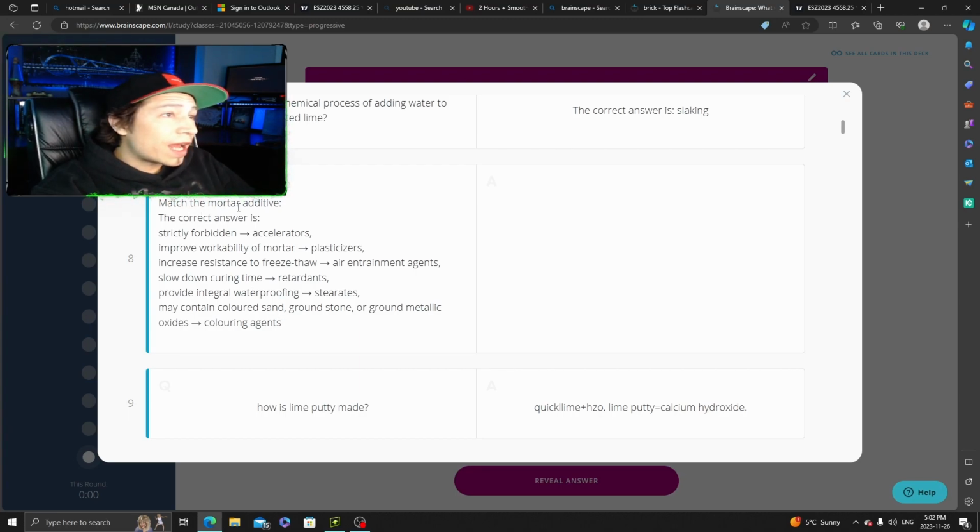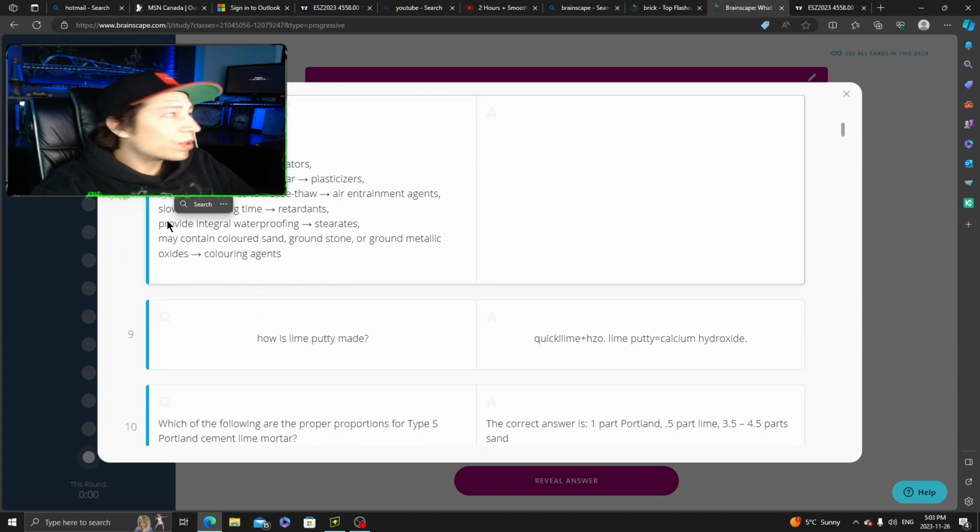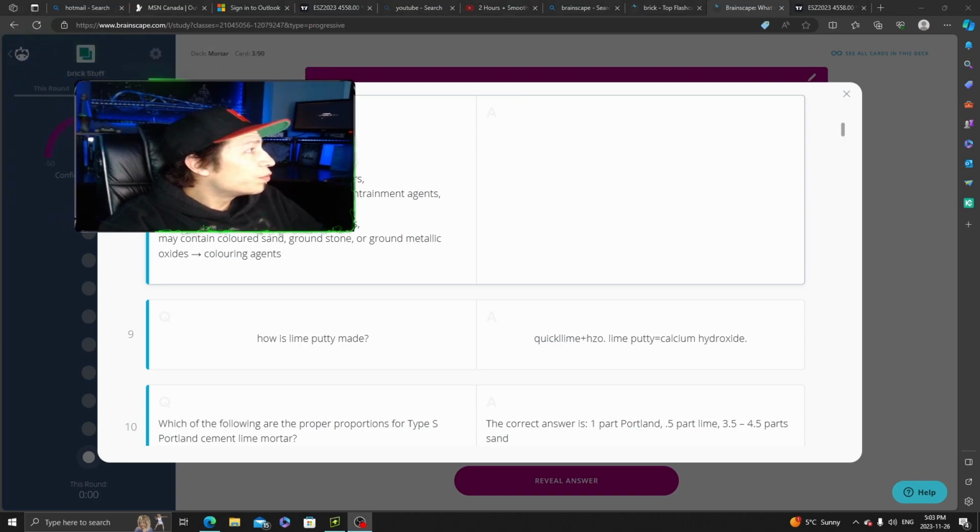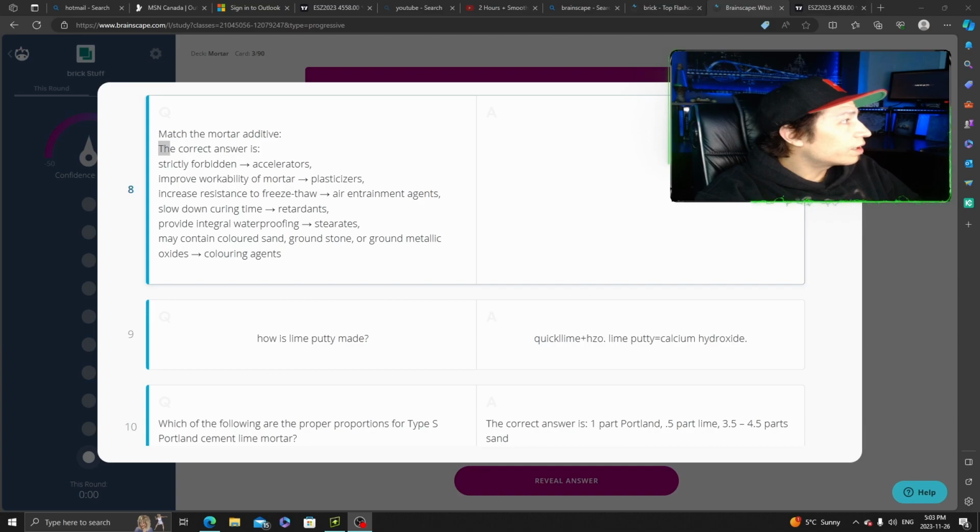Match the mortar additives. Strictly forbidden: accelerators. Improve workability of mortar: plasticizers. This isn't making any sense if you're... Well, actually, you can see what's on my screen if I just move my big head over here, then you can.